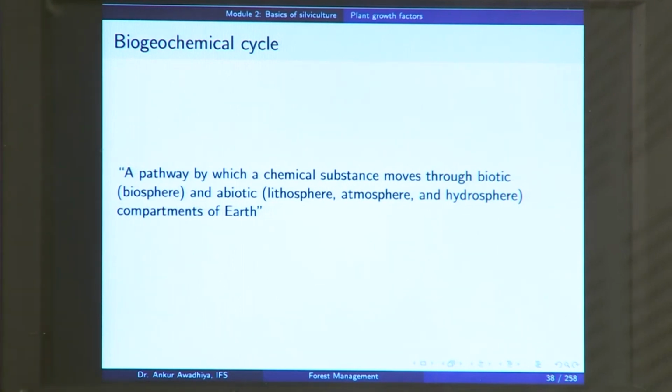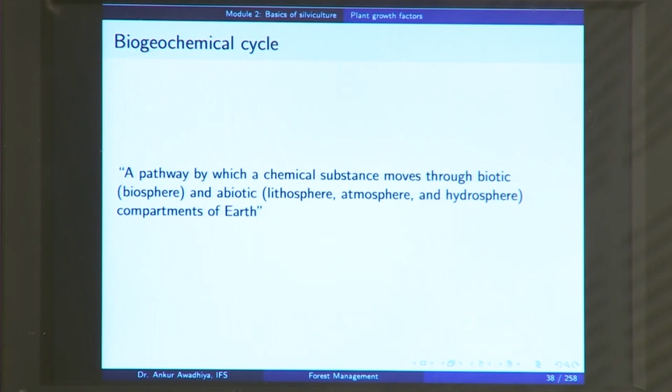Now, earth comprises the atmosphere or the air, the lithosphere or the solid portion, which comprises the soil and the rocks, and the hydrosphere, which comprises the water bodies, and at the combination of all three of these we also have the biosphere, which is the living component.